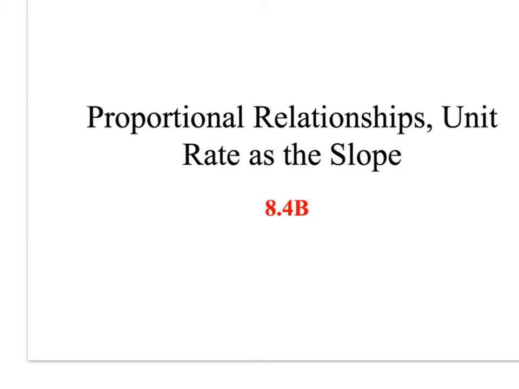Proportional relationship using unit rate as the slope. This is 8.4b and Mr. Taylor here. We will take a look at the unit rate of a particular problem and when this unit rate will be the actual slope of a particular problem.